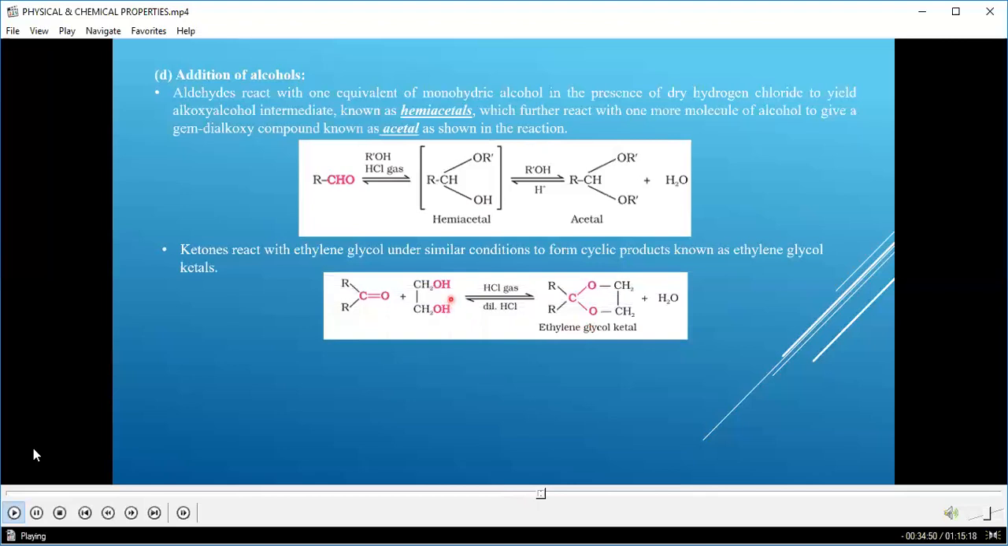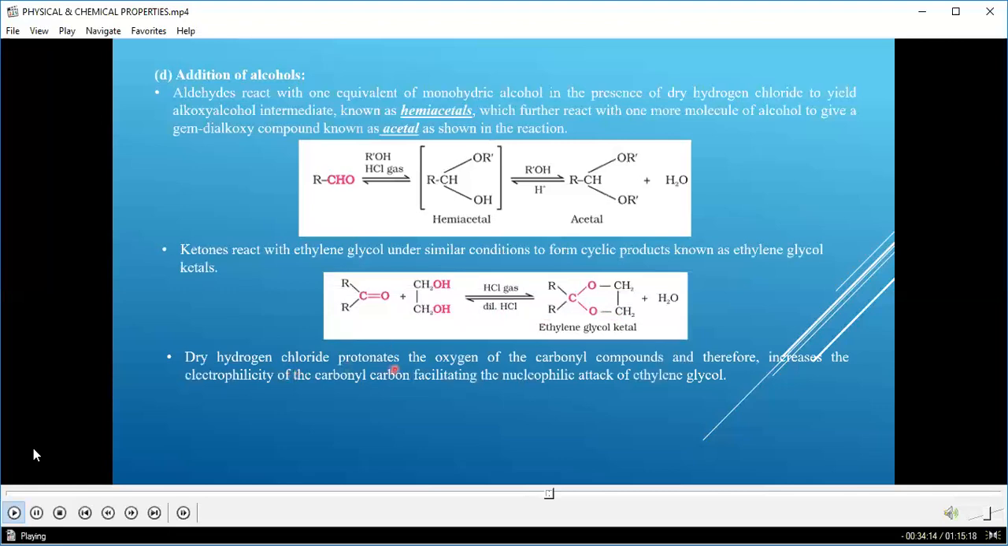For aldehydes we are using monohydric alcohols. For ketones we are using dihydric alcohols. Same procedure. HCl gas, then hydrolysis. Here we are not showing the intermediate, directly we have come to the product. But yes, of course, you can also form an intermediate like this as we have formed. So here you will divide this reaction. First you will show HCl gas, then the intermediate, and then after with dilute HCl, you will obtain ethylene glycol ketal.